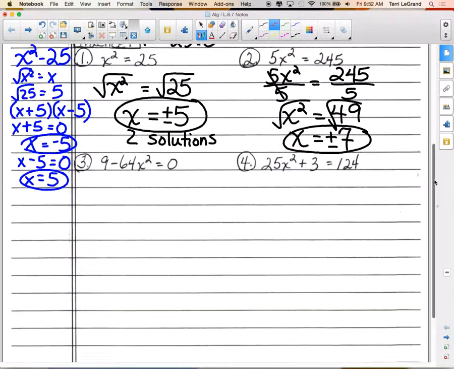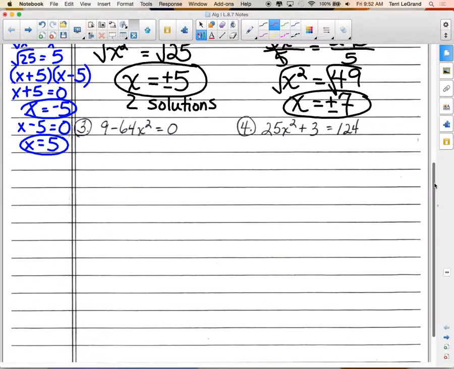Okay, what do you suggest we do in number 3? Why do you want to add 64x squared, Kevin? Well, because you want them separated. Yeah. Why can't we move the 9 over instead? It'd be easier to keep a positive 64x squared. Can you tell me why it would be nicer to have a positive 64x squared? I guess because we're going to get a positive and a negative answer.